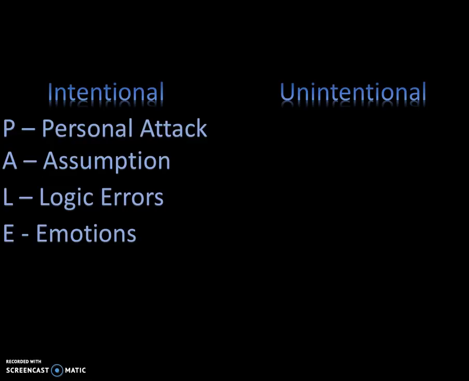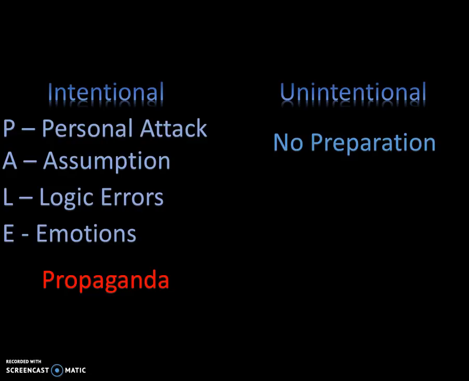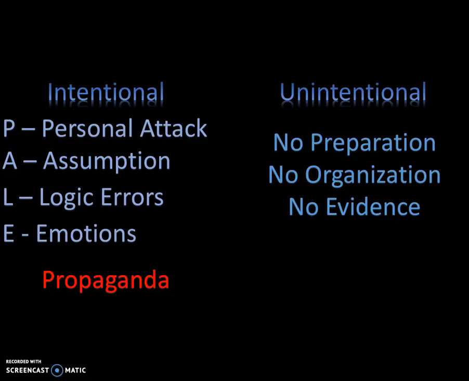One form of an intentional fallacy is what we would call propaganda, and that's often used to persuade individuals or groups to believe or do something that is not founded in logic or a sound argument. Propaganda usually uses the technique of emotion and the lack of credible evidence to kind of argue the point. Unintentional use of fallacies are typically caused by not taking the time to prepare or organize your argument, and also not researching your claim well enough so you have really solid evidence to support it.